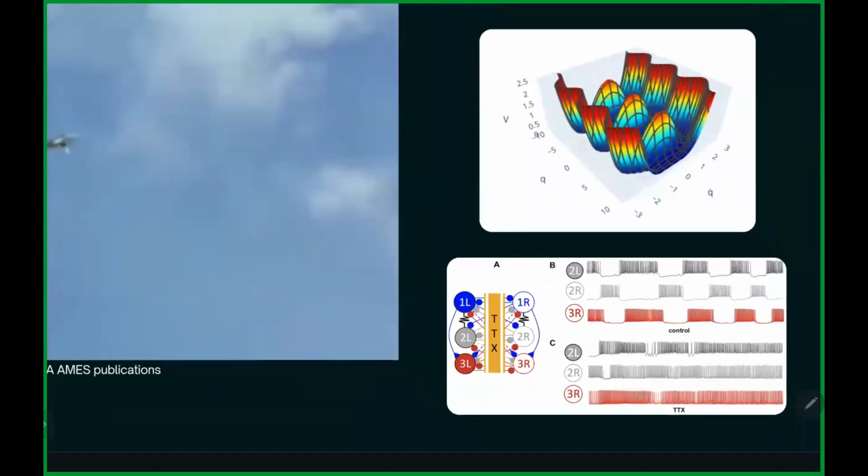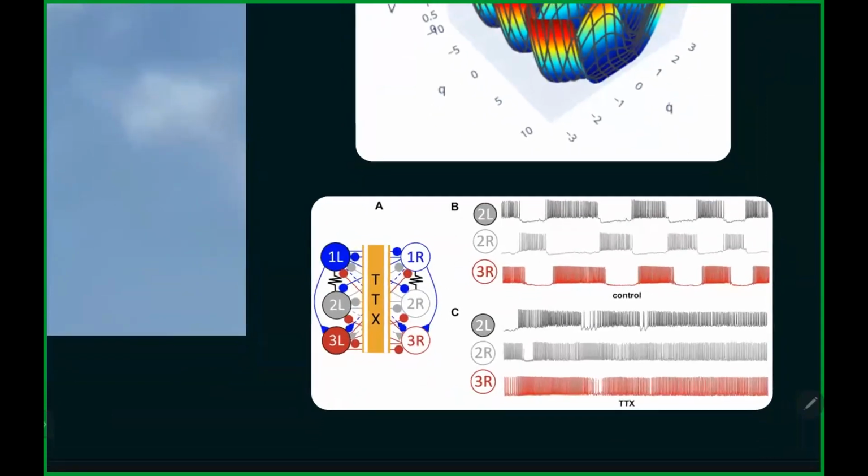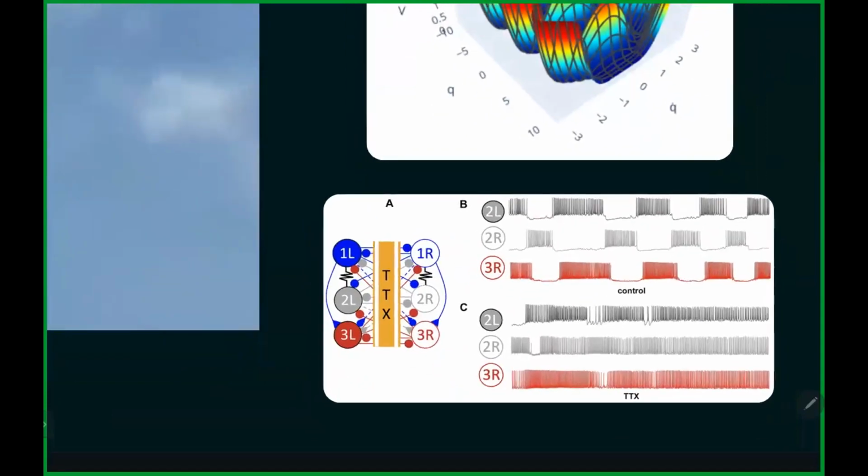So here's an example from neuroscience. I think this is a chicken locomotor neural network, and this is a pacemaker network. So 2R is coordinating the action of two other neurons. And when it fires, the other two go off. So it's inhibiting the other two. And that happens through network effects. It's not a direct inhibitory coupling or anything.